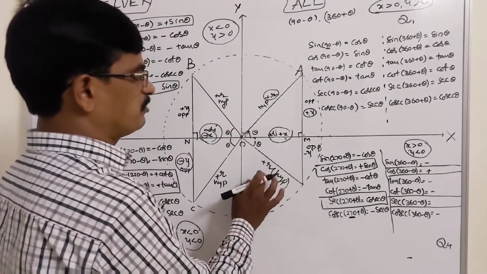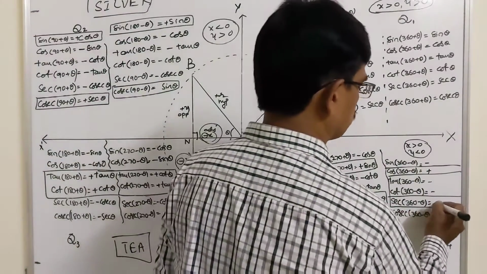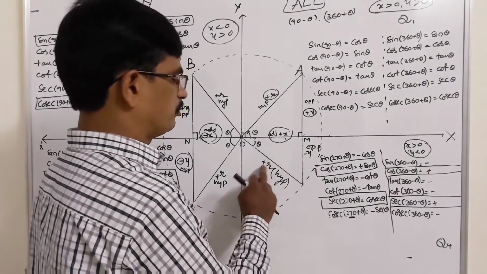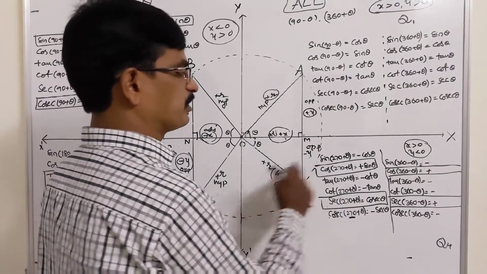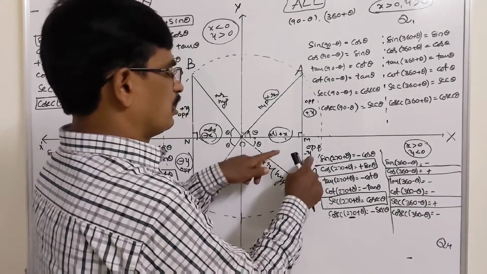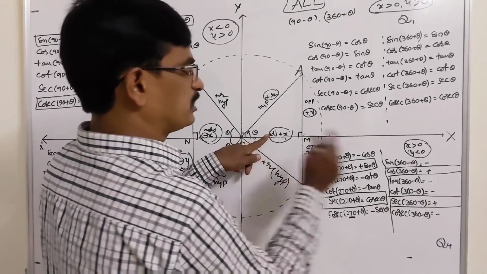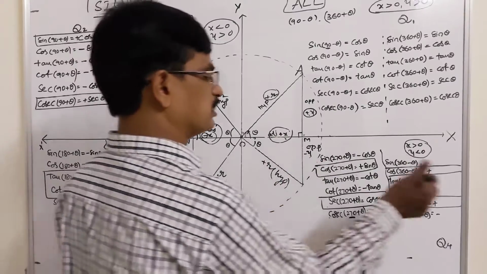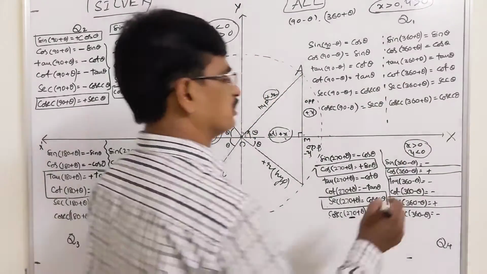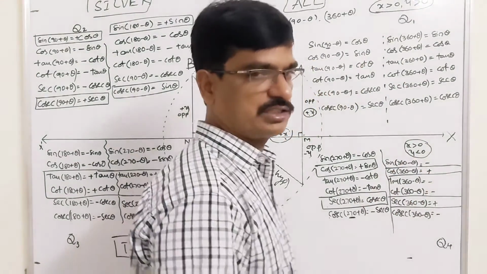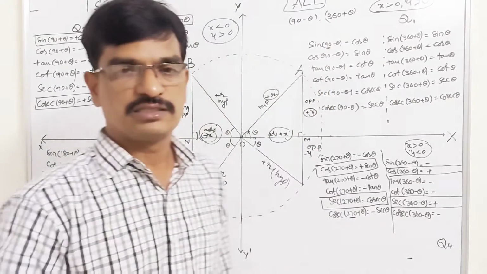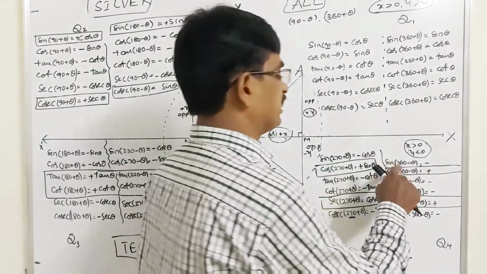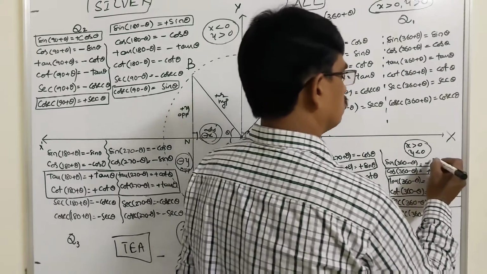Secant, hypotenuse by adjacent side, plus by plus, plus. Remaining sine means opposite side by hypotenuse, minus by plus, minus. Tan, opposite side by adjacent side, minus by plus, minus. Cot, adjacent side by opposite, plus by minus, minus. Okay, but here 360 degrees means 4 into 90 degrees, that is 4 is an even number. Even number of right angles are there, that is sine never changes.